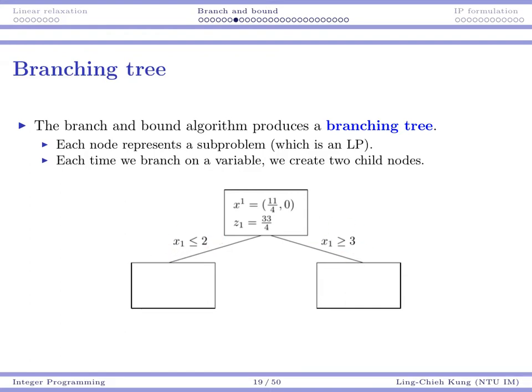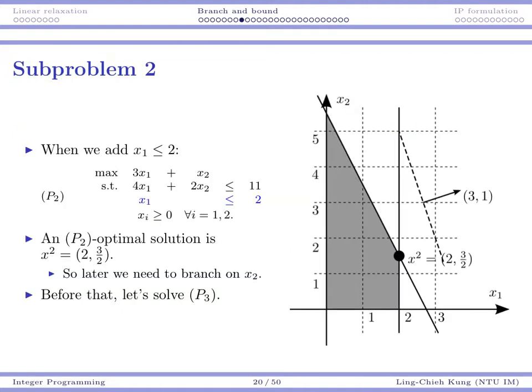Each time that we branch on a variable, we create two child nodes by adding two additional constraints. Okay, once we add a constraint, we focus on one side of that original problem, and then we try to solve it and keep moving. For example, when we add x1 less than or equal to 2, okay, then we're going to consider another linear program with two linear constraints here, okay, 1 and 2. Okay, and then again, this can be solved.